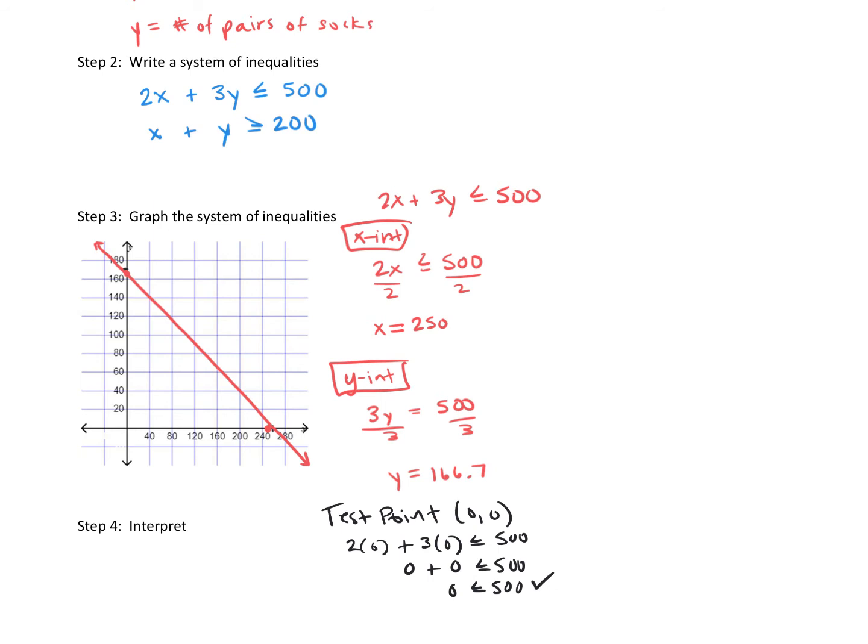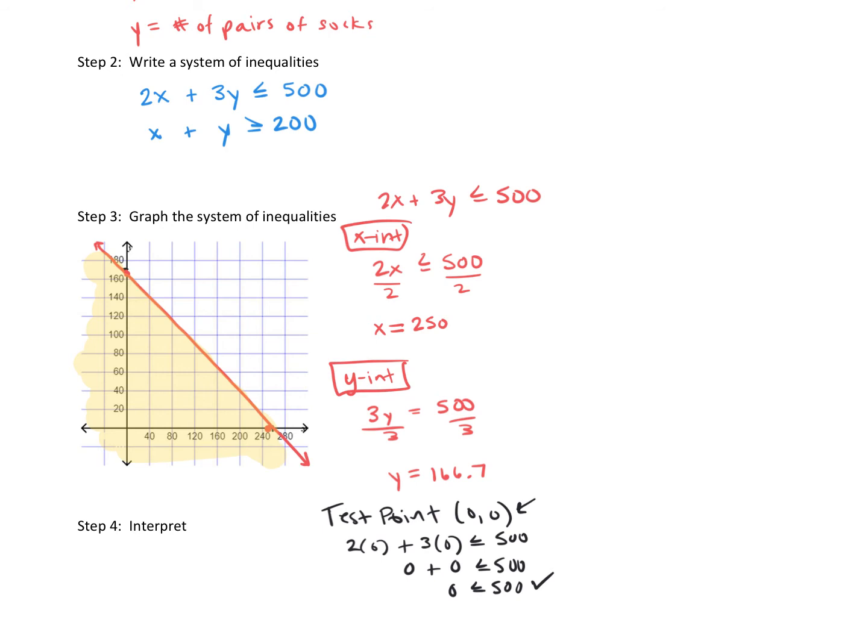Because it is, that means that 0, 0 is a solution. So I have to shade on the side where 0, 0 is. 0, 0 is below my line, so we are going to do shading below the line for this part of our inequality.